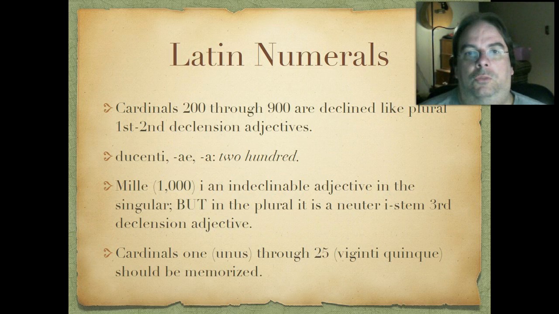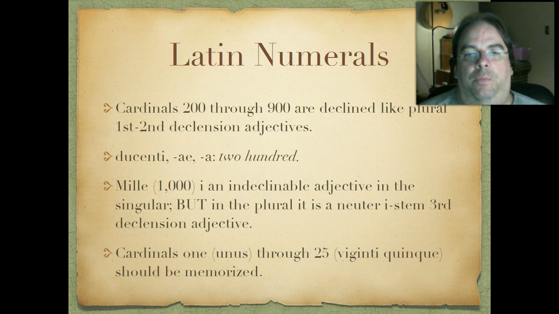Cardinals 200 through 900 are declined just like plural first, second declension adjectives. So fairly easy. You get things like ducenti, which means 200. Ducenti, ducentae, ducenta. So decline just like a regular first, second. Remember, mille's got to be the oddball. So thousand is an indeclinable adjective in the singular. So it's mille for all the forms. But in the plural, it's like a neuter i-stem third declension adjective. Millia, milium, millibus, millia, millibus.